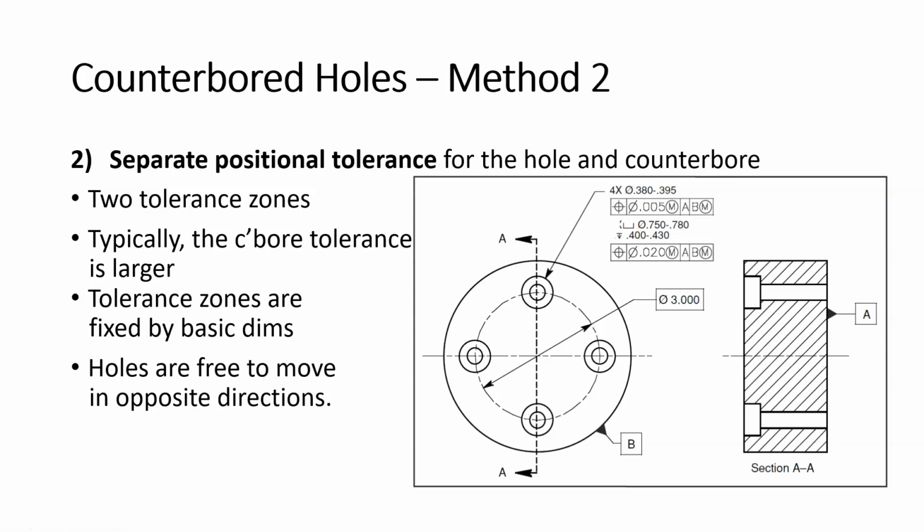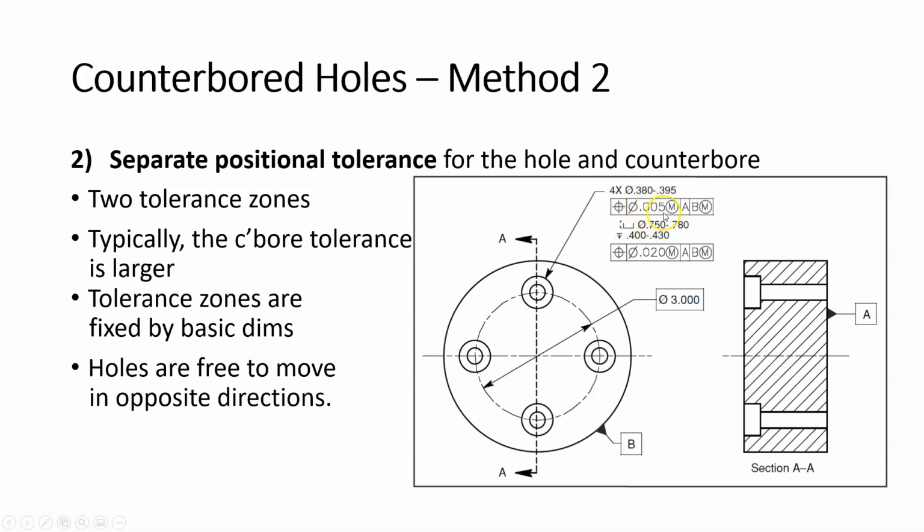All right, so let's move on to method number 2, separate positional tolerances for the hole and the counterbore. So look how this changes, right? So now we have a feature control frame for the holes and a feature control frame for the counterbore holes.